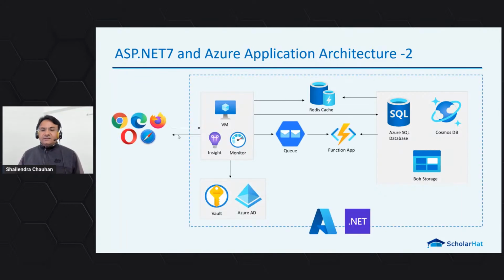The only difference between the previous architecture and this one is that I have replaced the web app with the virtual machine and added one extra database service, Cosmos DB. Cosmos DB can be used for storing our real-time data. It can be your shopping cart detail, or any other detail which can be utilized. I'm telling you as per my current project architecture where it can be used.